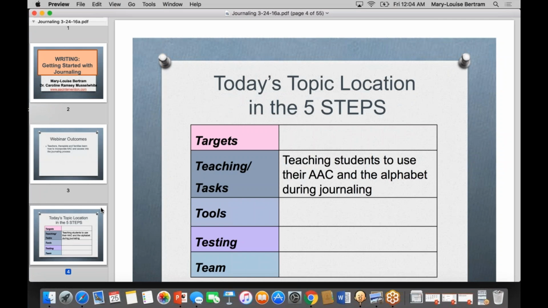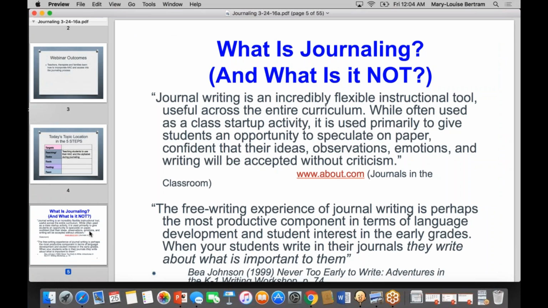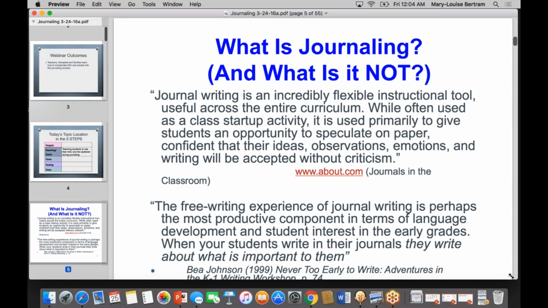So in Maureen Never's 5 steps, journaling fits into the teaching and tasks letter T. So we're teaching students how to use their AAC and the alphabet during journaling. And Caroline, brilliant quotes here. Yeah, you can go ahead and just read those.